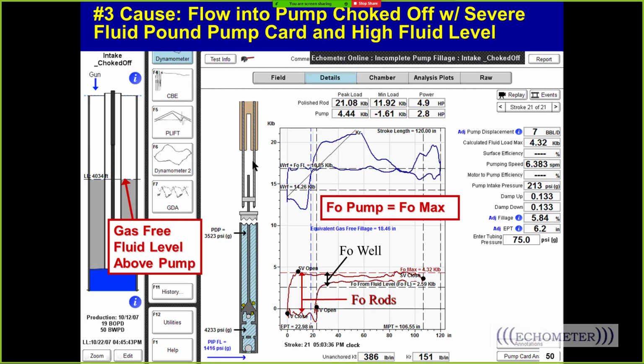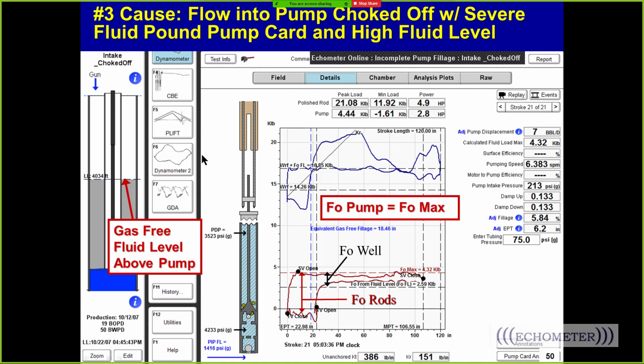Now, this is an example, case number 3, where we see this negative load right here. This is an example where you see this acceleration impact load, when on the downstroke the plunger is maintaining a fairly constant velocity until suddenly it has to stop when it hits the liquid and the trailing valve knocks open. So this is a blocked intake.